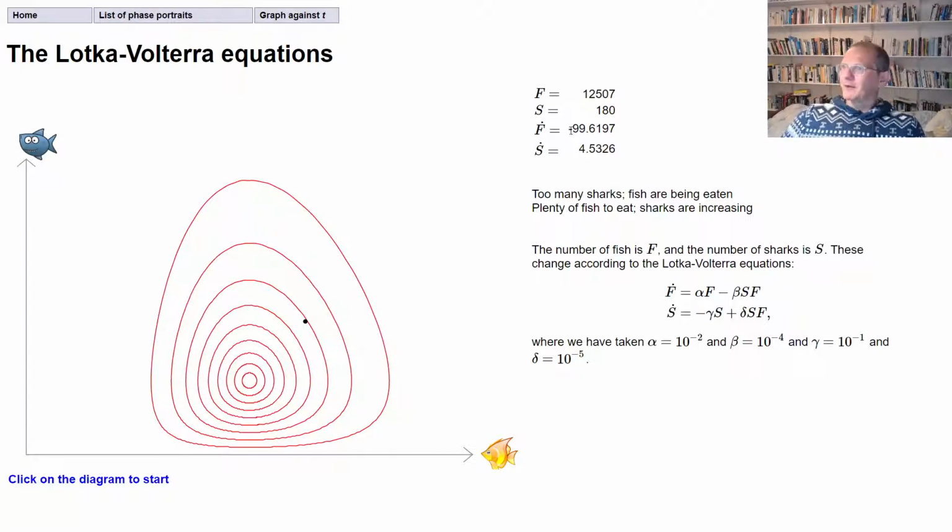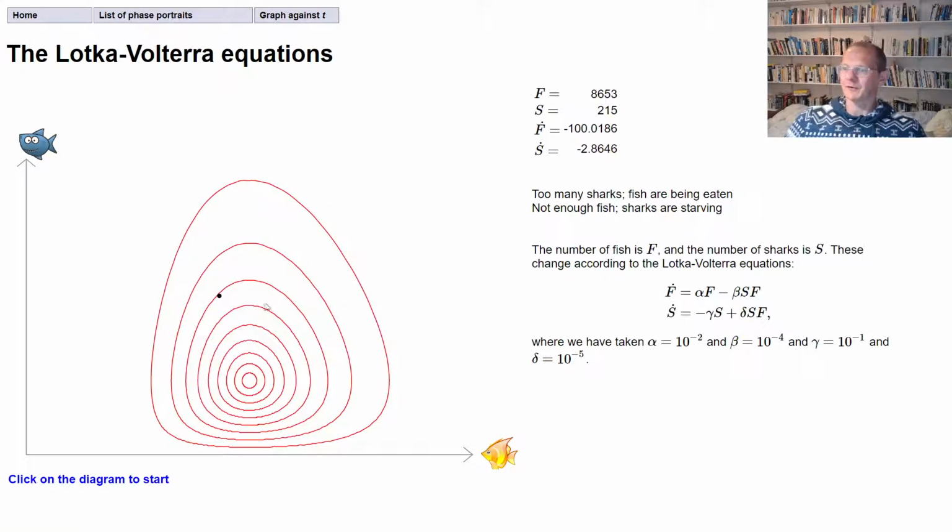F dot is minus 99 or so. F dot is negative because the number of fish is decreasing. But S dot, the rate of change of sharks, that's positive. The number of sharks is increasing because we've still got plenty of fish. Okay? And if we just carry on a little longer, now we've got over to this region here.